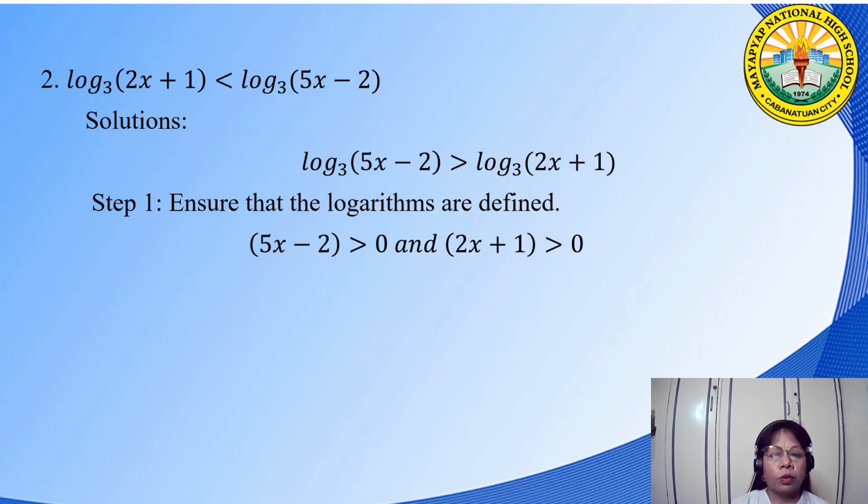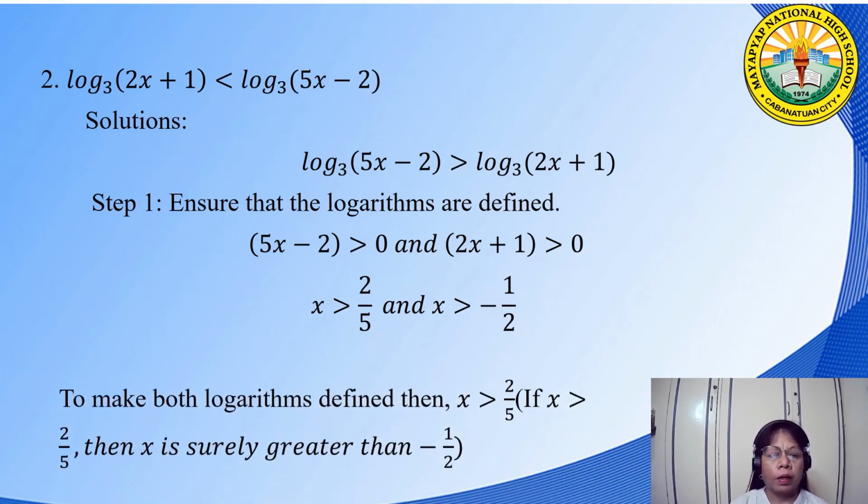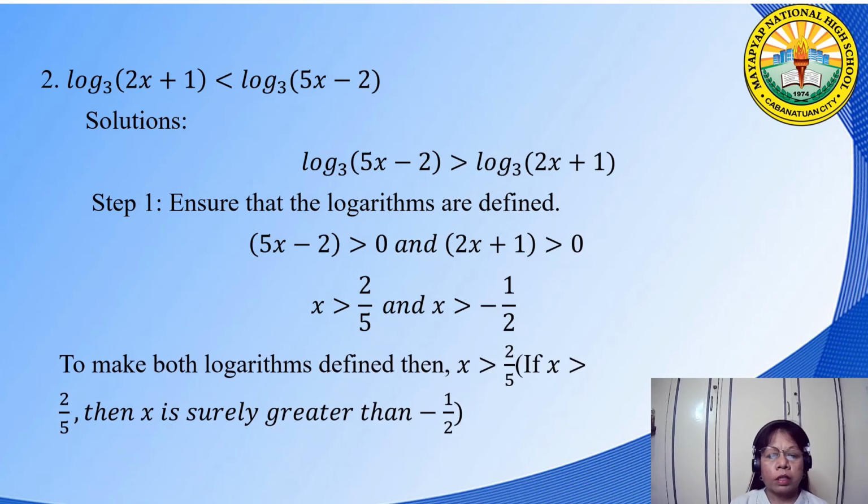To solve for the value of x in quantity 5x minus 2 greater than 0, you have x greater than 2/5. And for 2x plus 1 greater than 0, x is greater than negative 1/2. To make both logarithms defined, then x is greater than 2/5. If x is greater than 2/5, then x is surely greater than negative 1/2.